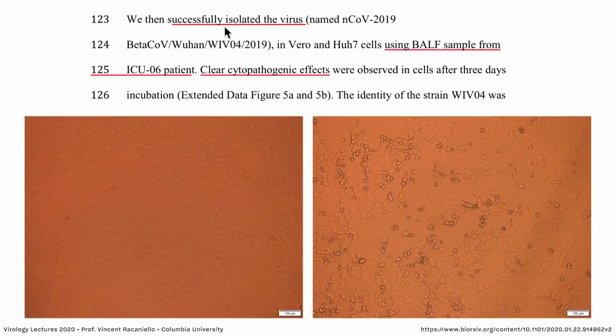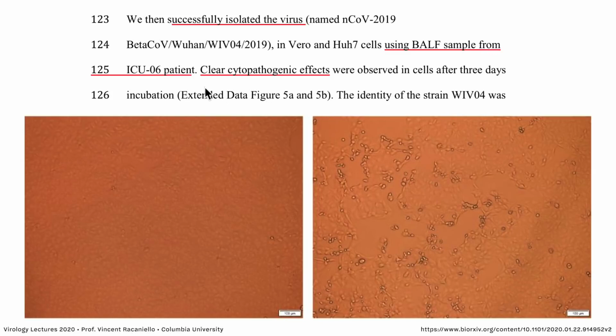How did they do this? We successfully isolated the virus in Vero and HUH7. HUH7 is a liver cell line, so both irrelevant, but they can grow the virus. So, okay. Using BALF sample, bronchoalveolar lavage fluid. So they put a tube into the patient. So these are patients with pneumonia in Wuhan. They're in the hospital. They intubate them. They put the tube all the way down into the bronchi and the alveoli. That's bronchoalveolar lavage. They put fluid in, like saline, and then they remove it. And the idea is you're rinsing the area. And if there's virus in it, you're going to get it out.